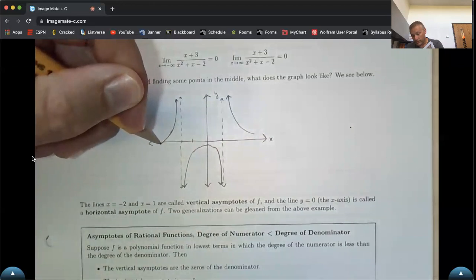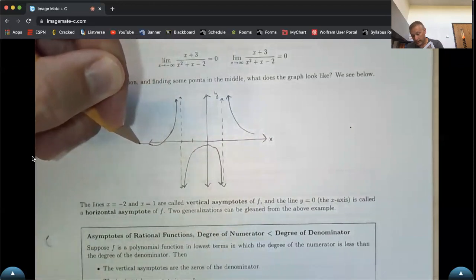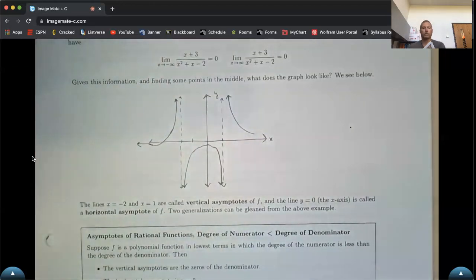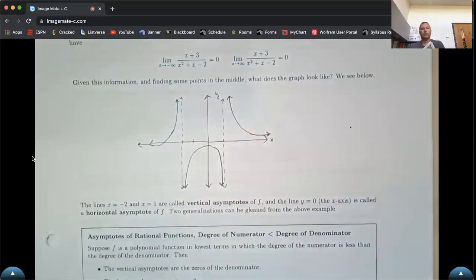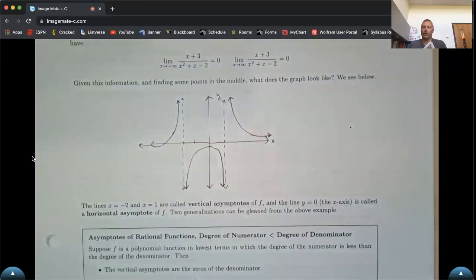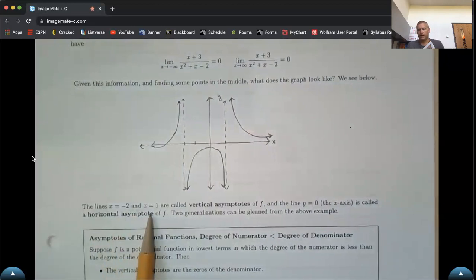This one takes a little dip into negative territory and then gets closer and closer to 0 as time goes on. So we get these strange looking graphs when we have these so-called rational functions because they have some problem numbers, those numbers that make the denominator 0. The lines x equals -2 and 1 are called vertical asymptotes. So these are the vertical asymptotes.